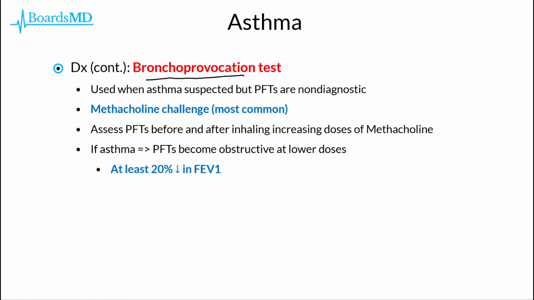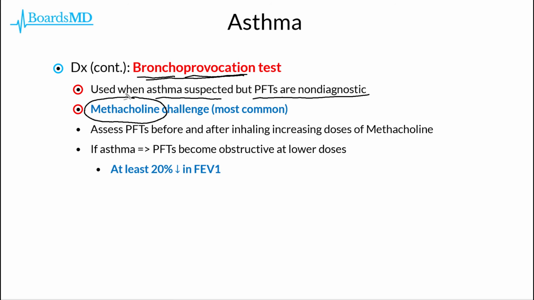Other additional testing that we can perform in confirming a diagnosis of asthma includes bronchoprovocation testing, with broncho here referring to the bronchi and provocation referring to provoking this disease. This bronchoprovocation testing is utilized when asthma is heavily suspected, but pulmonary function testing is non-diagnostic. The most common way of performing bronchoprovocation testing is with the use of a methacholine challenge, methacholine being a cholinergic agent, which leads to bronchoconstriction.